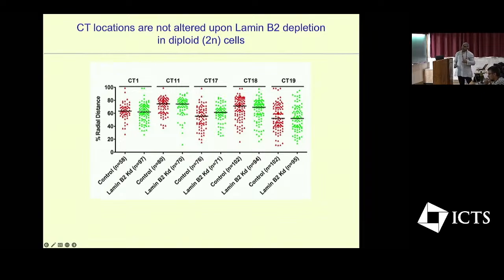So again, you see the same kind of result in the diploid cells, and these are, by the way, we started with diploid cells. We did not want to touch aneuploid cells because there'll be a lot of confounding results. You can again see chromosomes 1, 11, 17, 18, and 19 showing very conserved locations based on the radial distance, which is contingent upon its gene density.